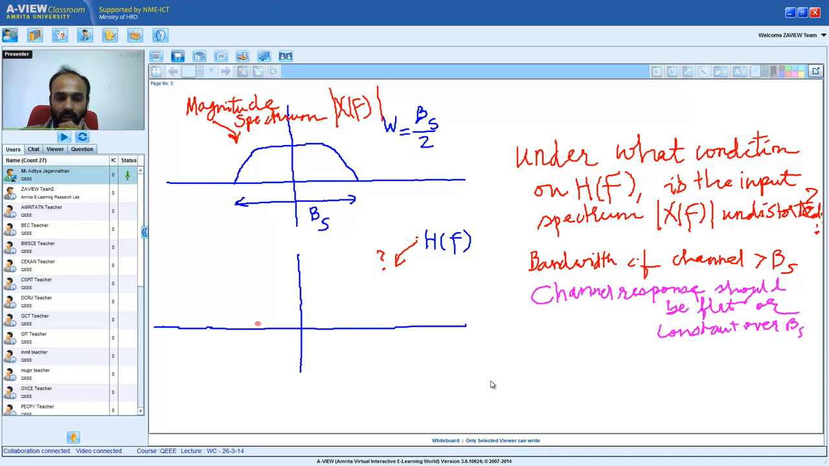If I have a channel response like this, let's say this is my magnitude H(f), will the output signal be distorted or not distorted? In this case, is the output signal distorted? Is there any distortion or no distortion, if the magnitude response is in this form? Is there distortion? Can everyone respond?